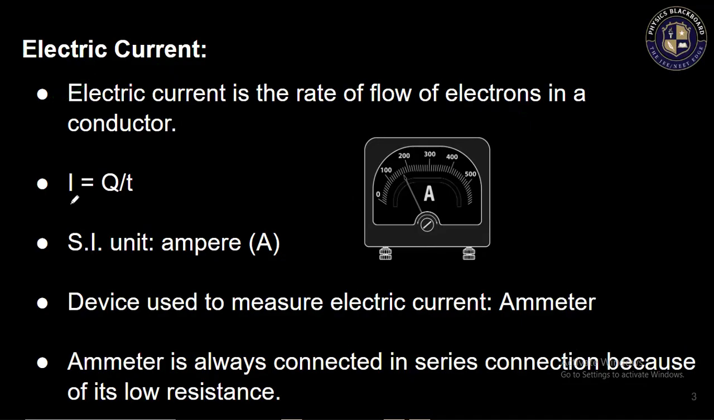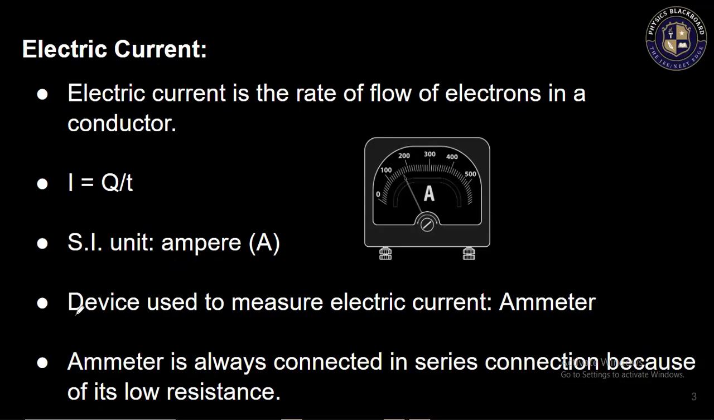As I told you, this is the mathematical expression of electric current. That is I is equal to Q by T, where I is taken as electric current, Q is total charge, T is time interval. Whereas the SI unit of electric current is ampere. Ampere. It is denoted with the letter capital A.